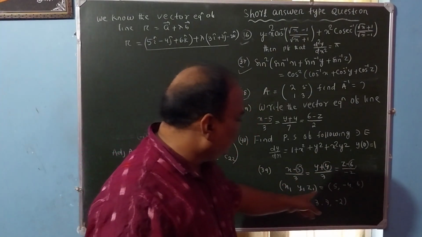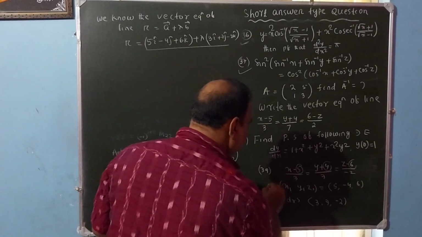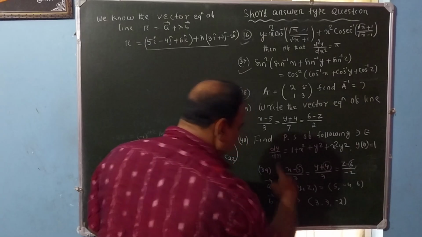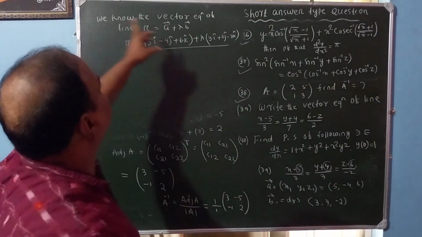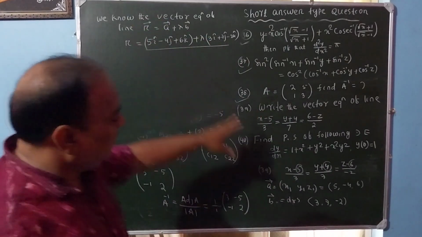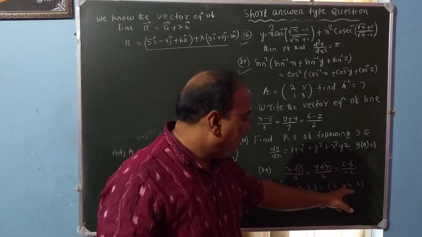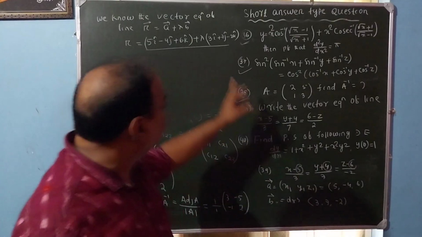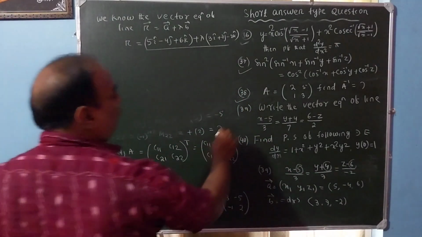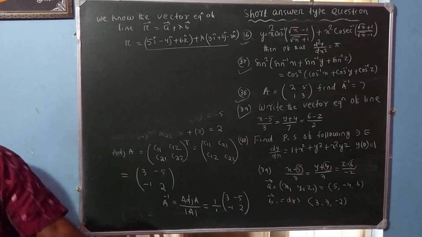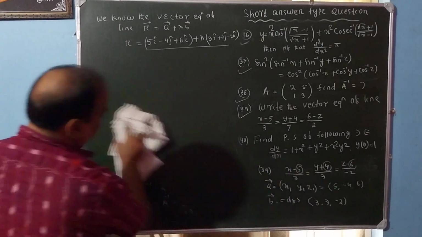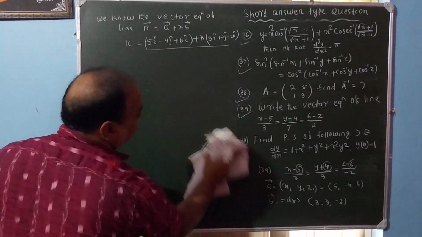So x1, y1, z1 means it is a vector. It is b vector. So vector equation of line r is equal to a vector plus lambda b vector. A vector means the line passing through 5, minus 4, 6. B vector will be 3, 7, minus 2. So this is the answer of question number 39, the vector equation of line.